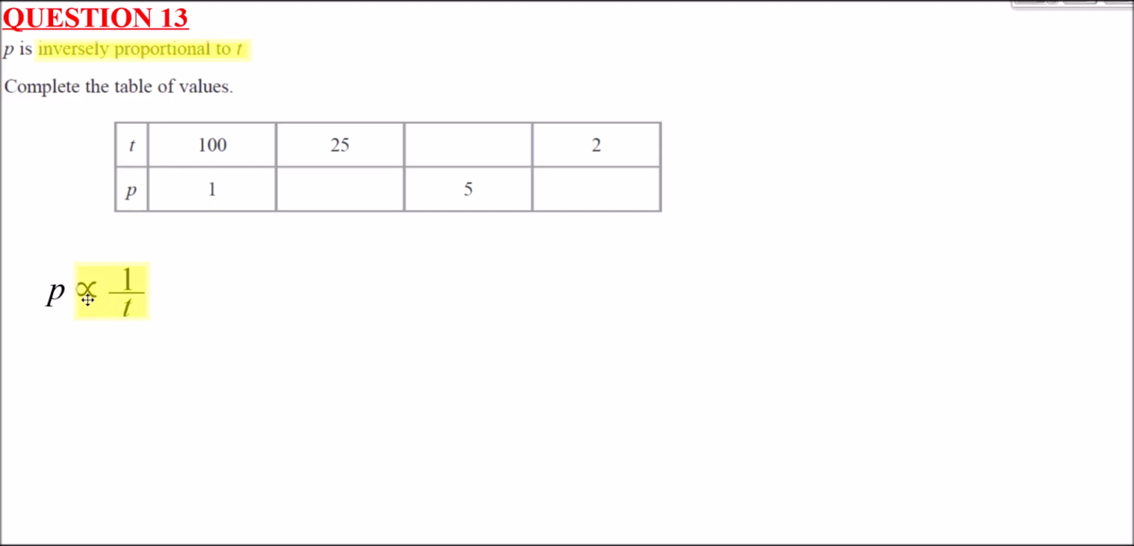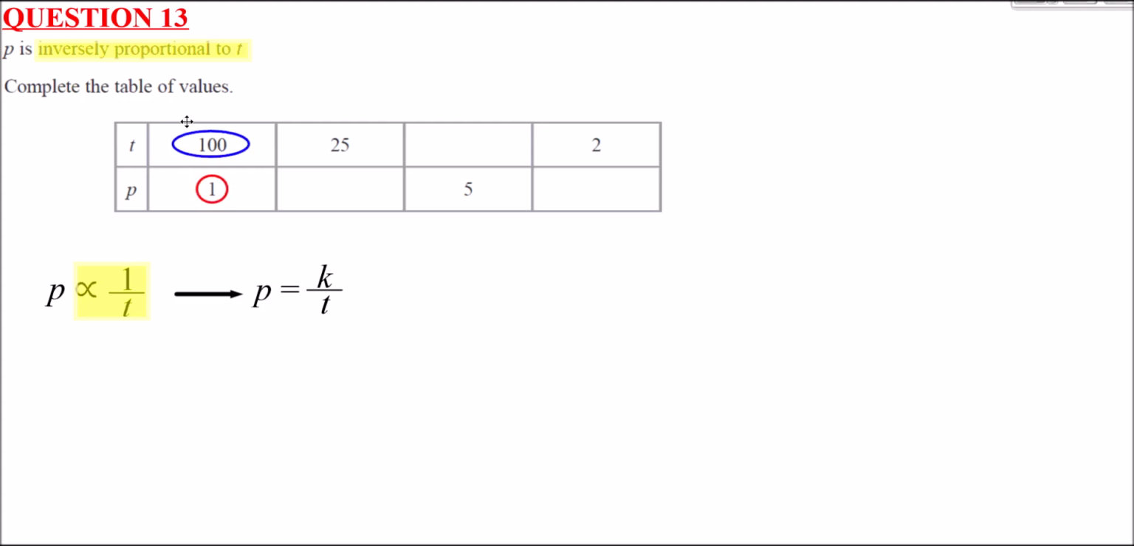So we replace this symbol here with an equals, then k for the constant to find, multiplied by what p is inversely proportional to, in this case 1 over t. So we rewrite this as p equals k multiplied by 1 over t. That would simplify to p equals k over t. And then we just need a pair of points for both t and p, which we know, to work out this constant k. We know when t is 100, p is 1.